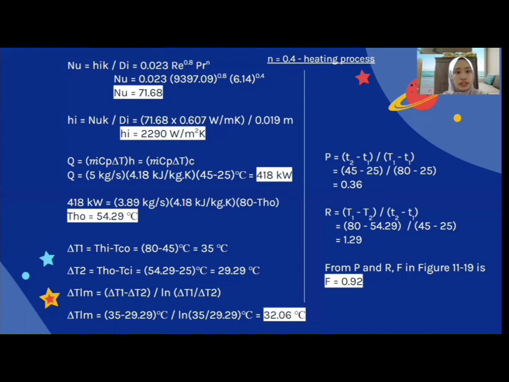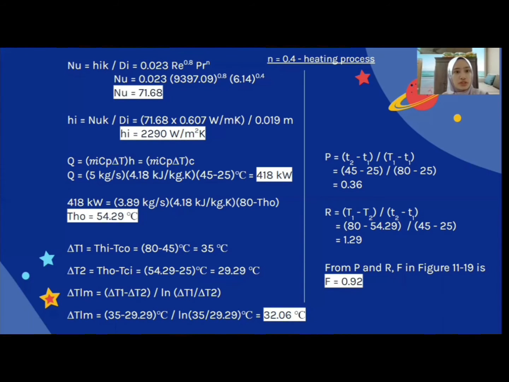We first calculate the rate of heat transfer of cold water. So we just substitute the mass flow rate of the cold water, which is 5 kg per second, the specific heat of the cold water, which is 4.18 kilojoule per kgK, and the change in temperature for the cold water, which is the temperature of the cold water going out minus the temperature of cold water going in, which is 45 minus 25 degrees Celsius. And now we got the value of the rate of heat transfer of cold water to be 418 kilowatt.